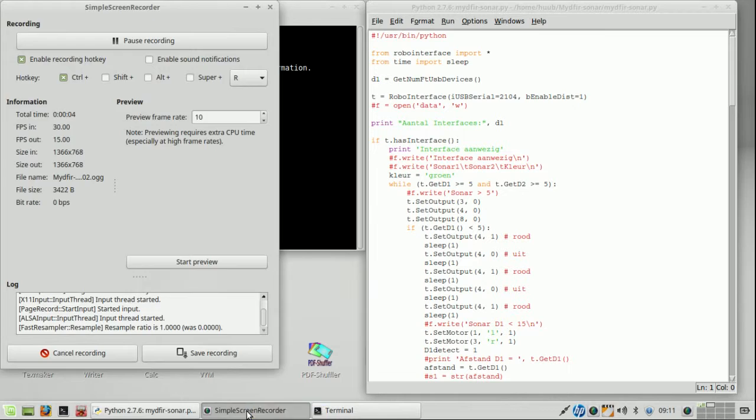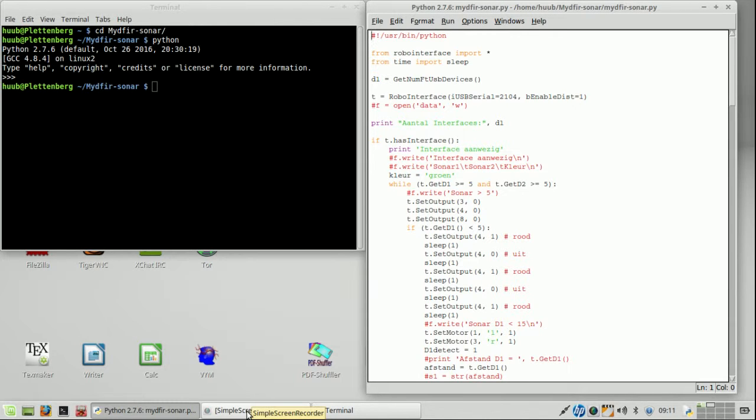Hi, welcome to another episode on my writing robot Mydfir, using color recognition, line following and active sonar in combination with Python.